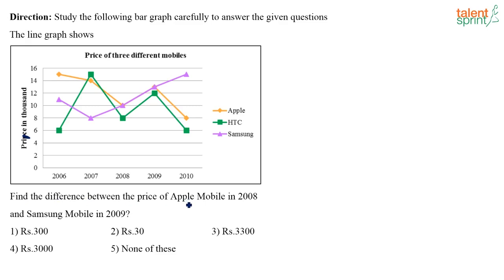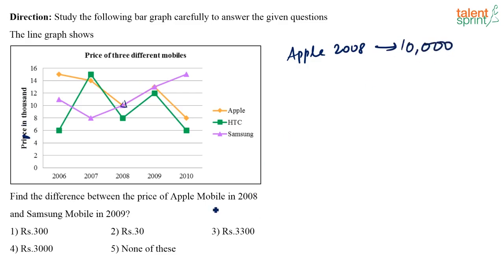So what is asked here? Find the difference between the price of Apple mobile in 2008 and Samsung mobile in 2009. Apple mobile in 2008 here, it is 10 rupees. This orange is Apple. So in 2008 it is 10. Price in terms of thousand, so it is 10,000.